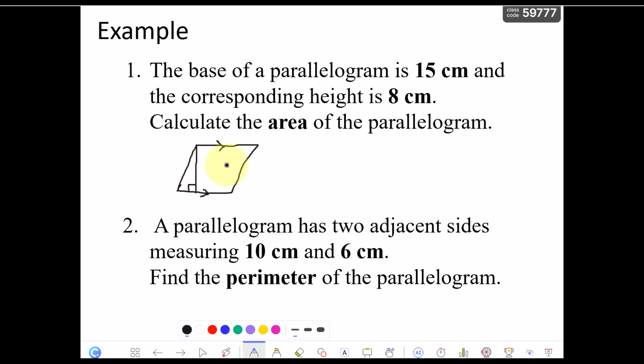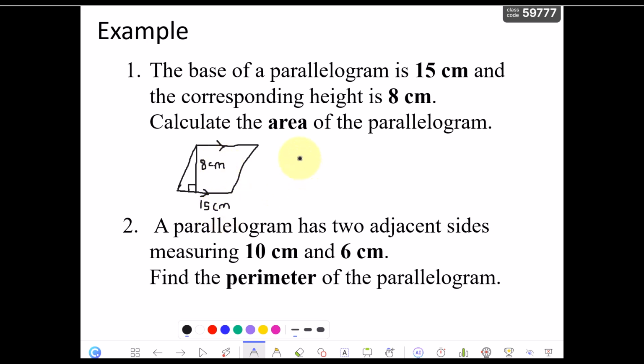So if this is my parallelogram, they said the base is 15. I've already shown us where the base is. So this is the base, equal to this side, 15, 15. Then the height of this parallelogram is 8. So this is the height, 8. The length that comes from this top to this place is 90 degrees to the base. Both of them are in centimeters. Always take note of your unit, centimeter.